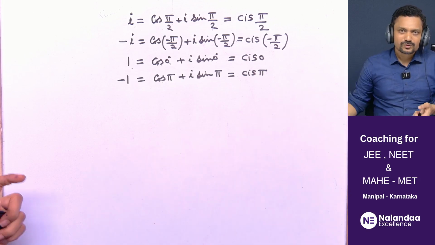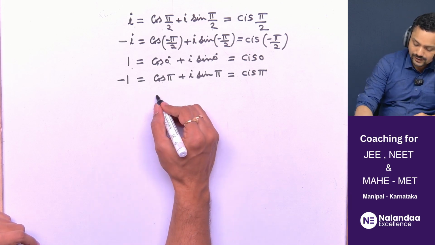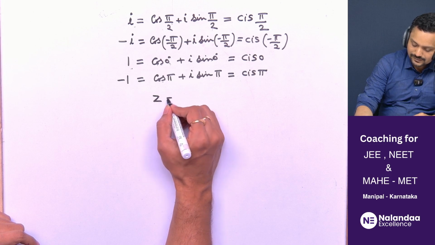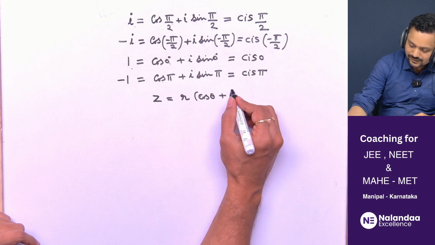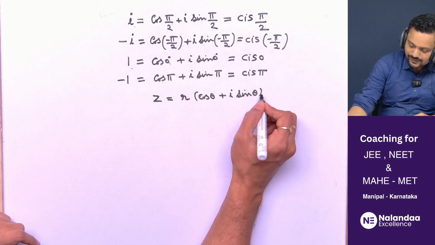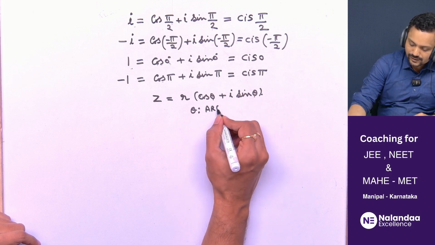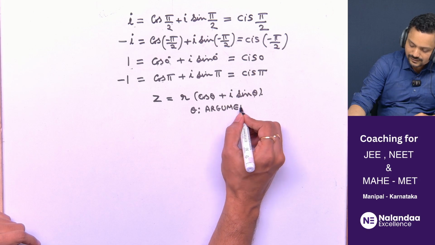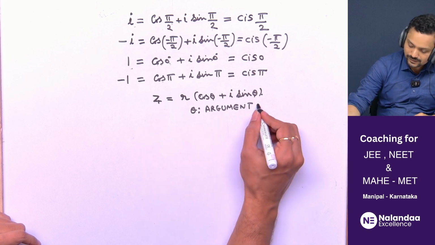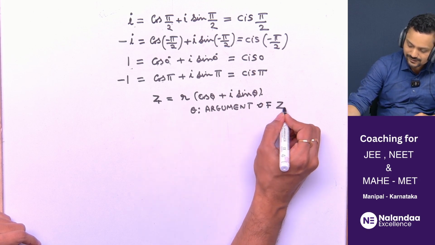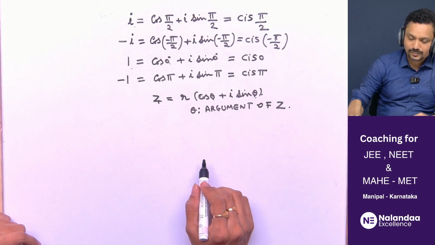And one or two points I want to tell you are some properties of argument. When you write a complex number as z is equal to r into cos theta plus i sin theta, as I said, theta is called the argument. In general, theta is called the argument of z. Now this theta has some very important special properties.